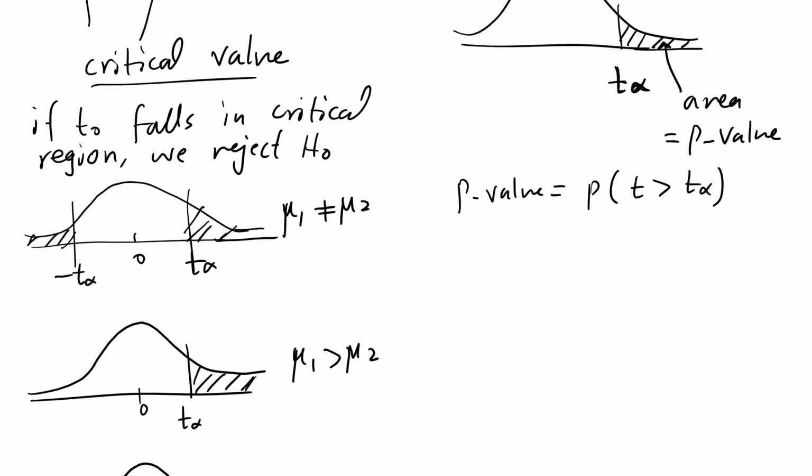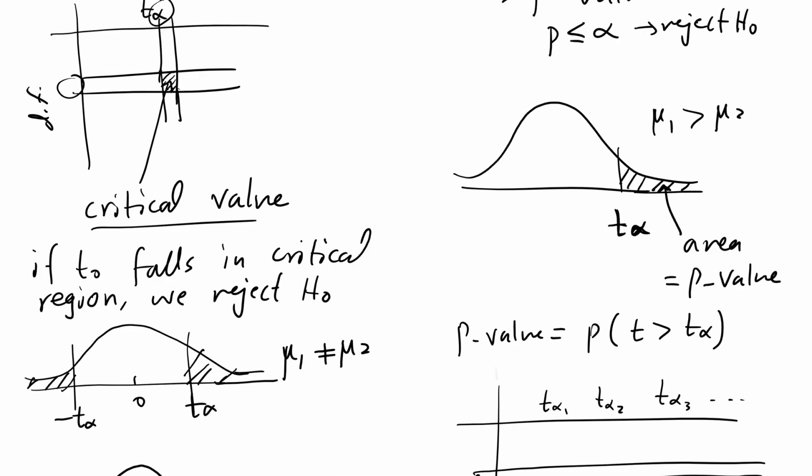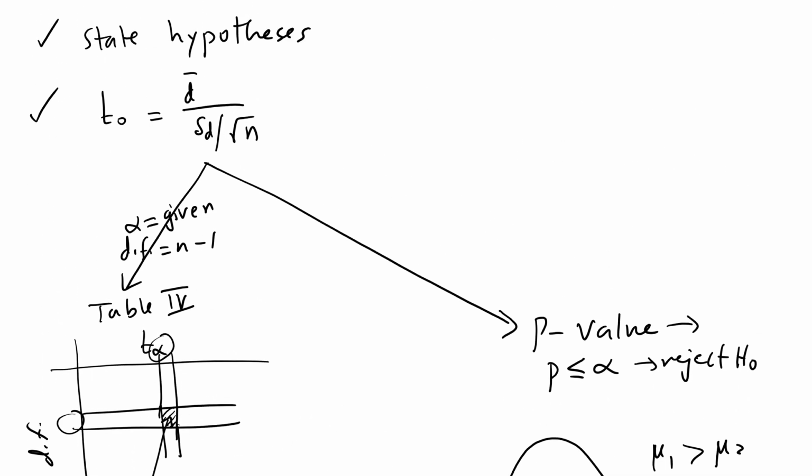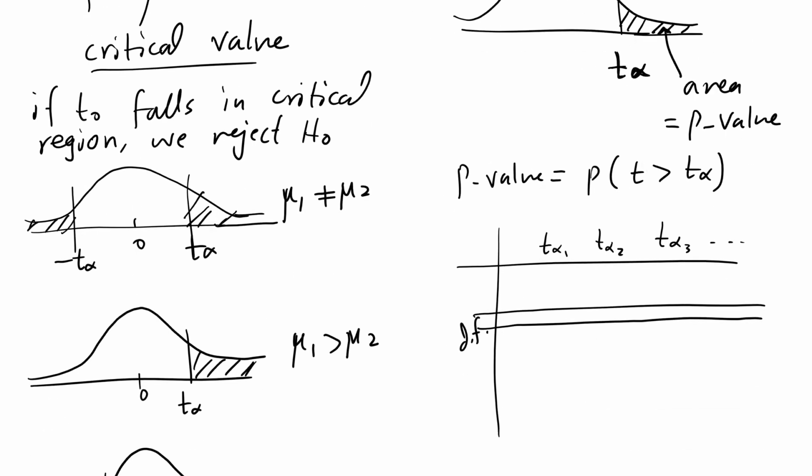Now in table 4, how does it work? Of course, you always need the degrees of freedom. As soon as you find the degrees of freedom, you can draw a row like this. Then we have t sub alpha 1, t sub alpha 2, t sub alpha 3. What we need is the t sub 0 that we found, the t statistic. So in this highlighted row, where does t sub 0 fall?